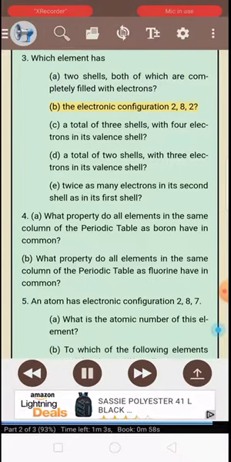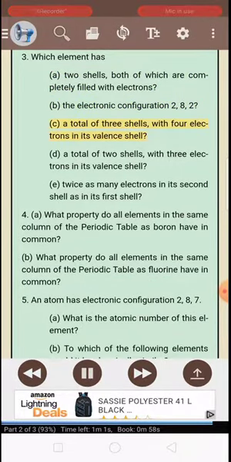B. The electronic configuration 2, 8, 2. C. A total of 3 shells with 4 electrons in its valence shell. D. A total of 2 shells with 3 electrons in its valence shell. E. Twice as many electrons in its second shell as in its first shell.